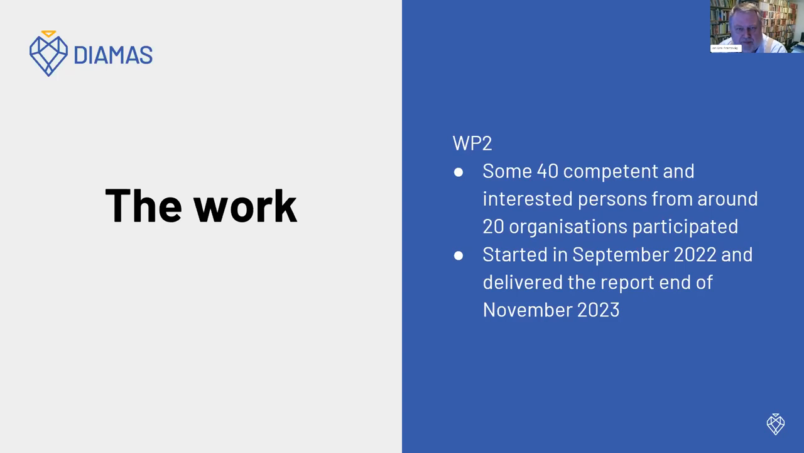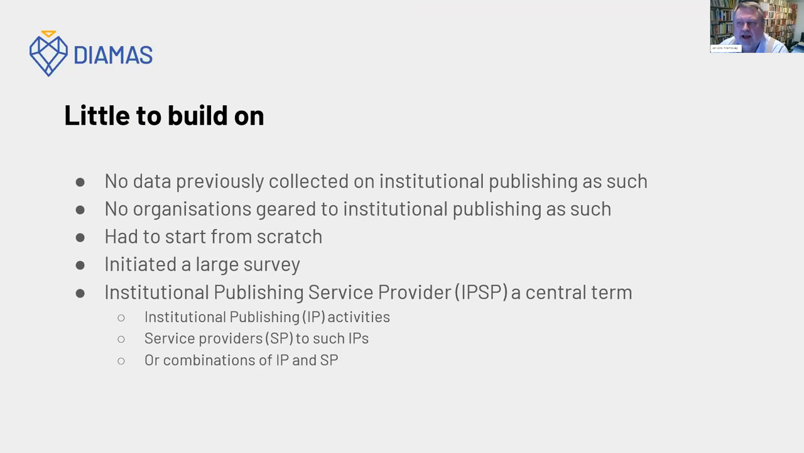There's little to build on because no data had earlier been collected on institutional publishing as such, and there were no organizations geared to that. So we had to start from scratch. We had initiated a large survey that Pierre is talking about. And an important term was the institutional publishing service provider that we coined in the early phase, and that covers institutional publishing activities, service providing to such institutional publishing, and organizations that combine both peer publishing and service providing. There are many of them.